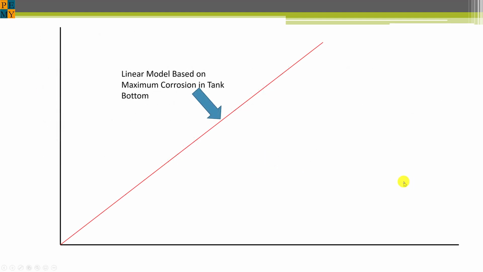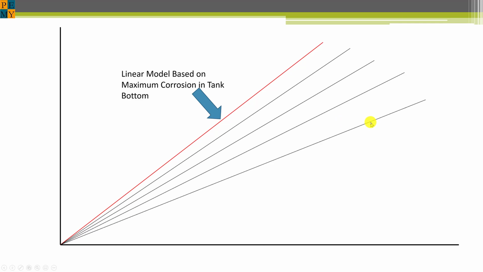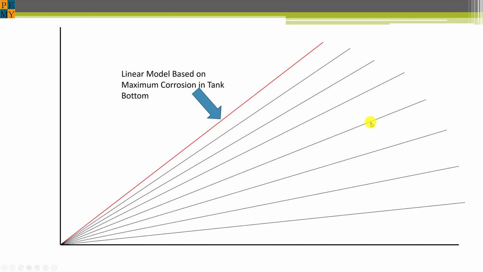Now here is the linear corrosion rate model. The y-axis is depth of corrosion going up, and the x-axis is time. The standard linear model based on the deepest corrosion is just this line. You can see that the API 653, depending on the repair to thickness, changes the corrosion rate anywhere from the linear rate all the way to the absurd value of 0.